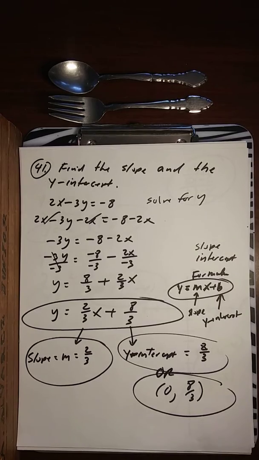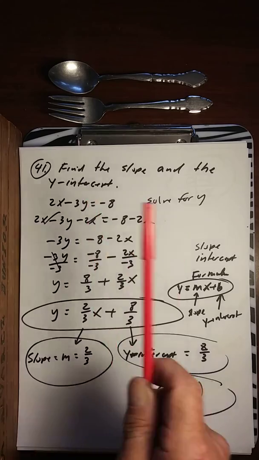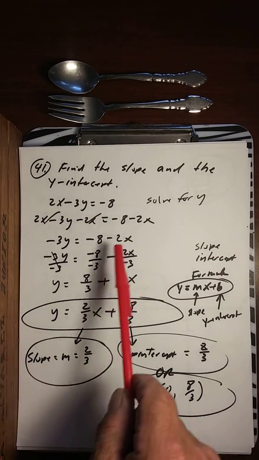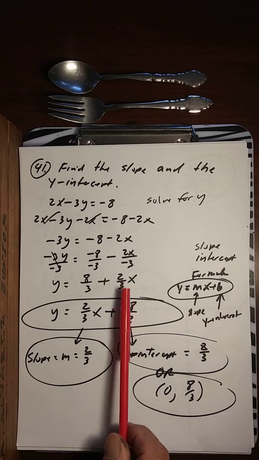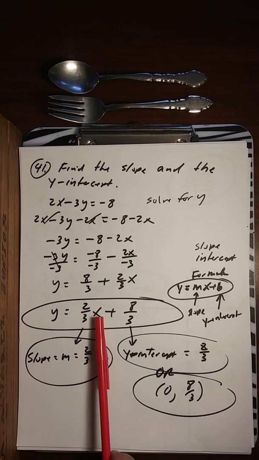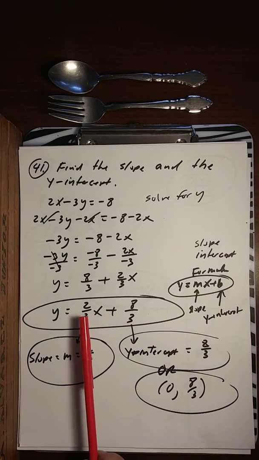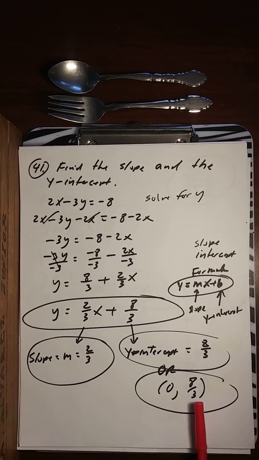Find the slope and the y-intercept. So let's see. Let's solve for y first. So minus 2x, minus 2x, so negative 3y equals this. Divide by negative 3. So y equals 8/3 of this. But rewrite it: y equals 2/3 x plus 8/3. So y equals mx plus b, slope-intercept form. This right here is the slope, 2/3. And the y-intercept is the last number here, 8/3, or you can write it as an ordered pair, (0, 8/3).